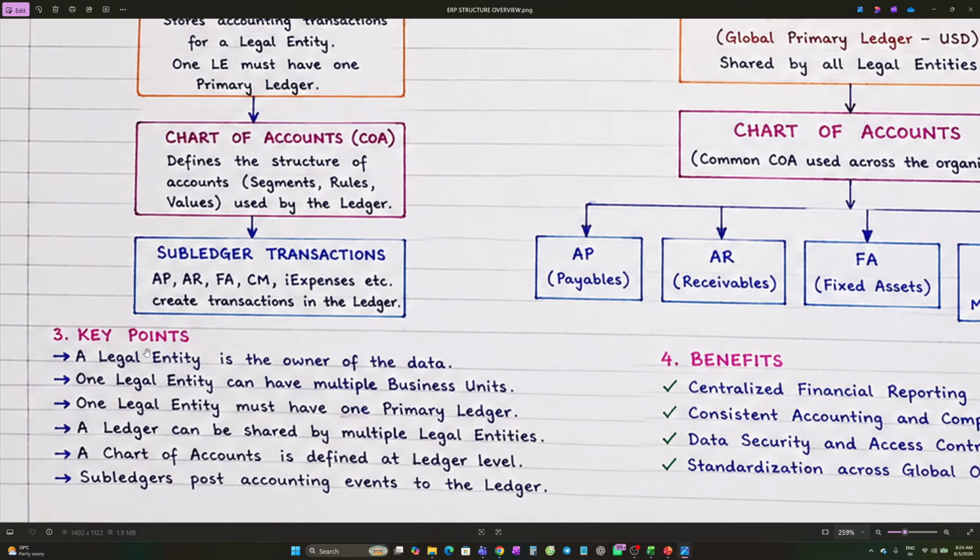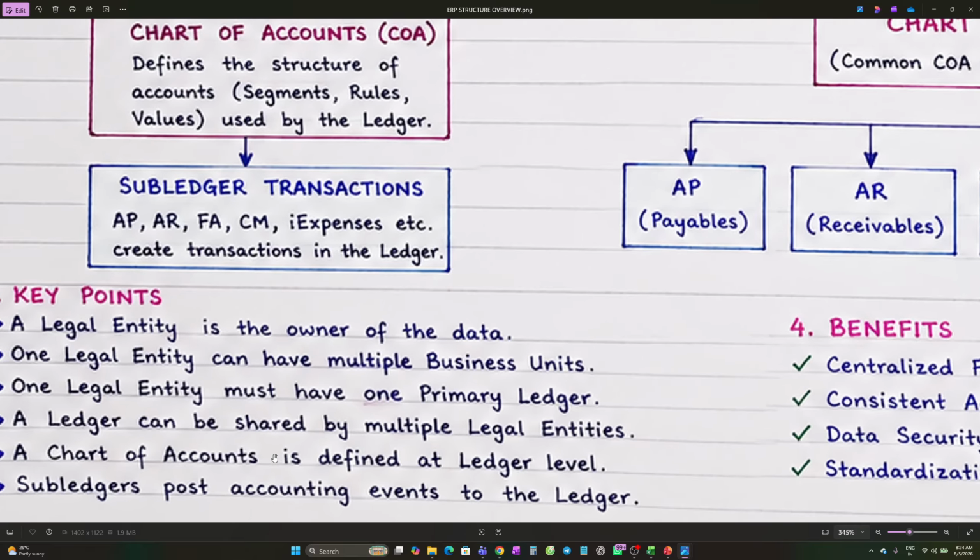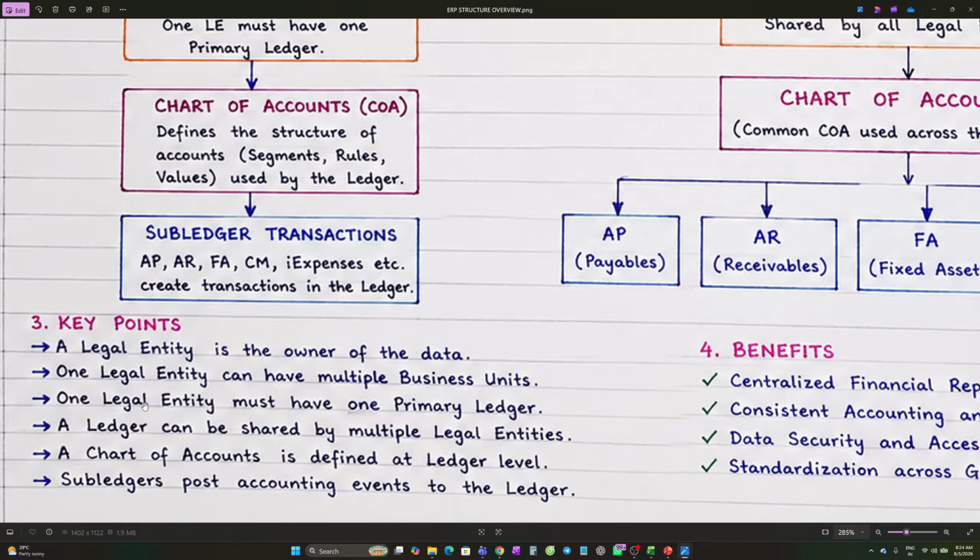And we see another point. A ledger can be shared by multiple legal entities. Yes, this is the interconnection between these two points. One legal entity must have one primary ledger, and a ledger can be shared by multiple legal entities.